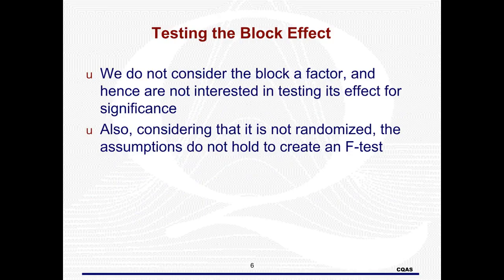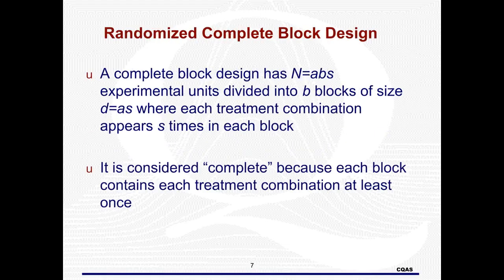This is a subtle but important point. We don't test blocks for significance. They're not randomized, and they're not of primary interest. They're just there to reduce noise. A randomized complete block design means every treatment appears in every block. That's what makes it complete. So each block gives us a full comparison across all treatments.